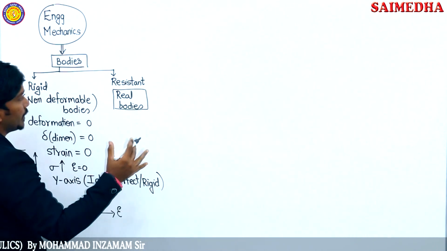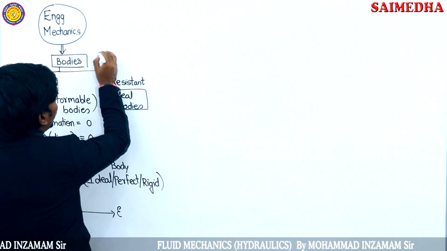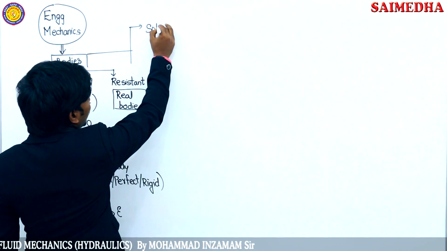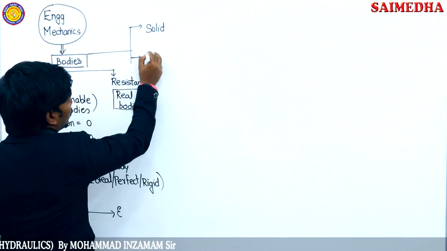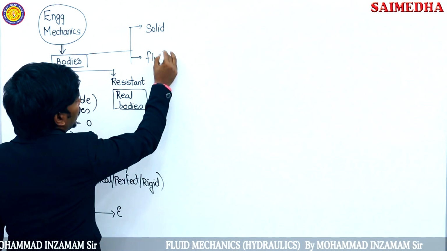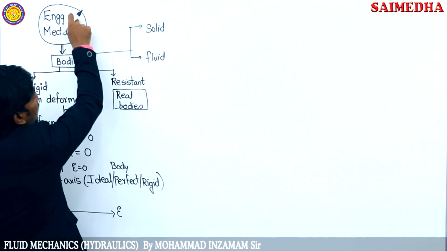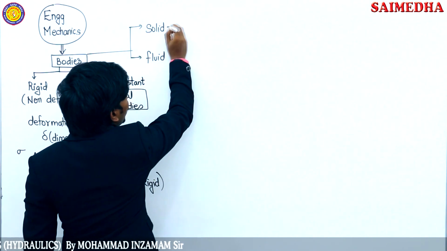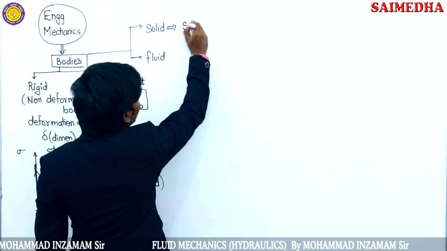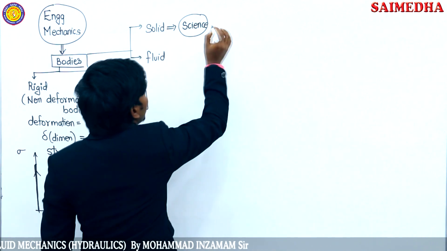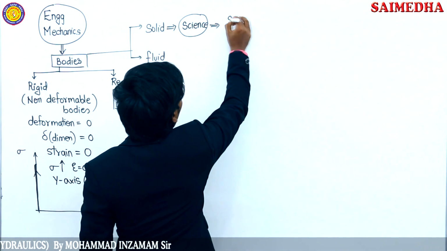Let's talk about matter now. How can matter be classified? Let me write here. First one is solid and the next one is what? Fluid. Next one is what, guys? Fluid. Now, the science which deals with the behavior of bodies is called engineering mechanics. The science which deals with the behavior of only solids, the science which deals with the behavior of what, guys? Only solids. That science is called solid mechanics.